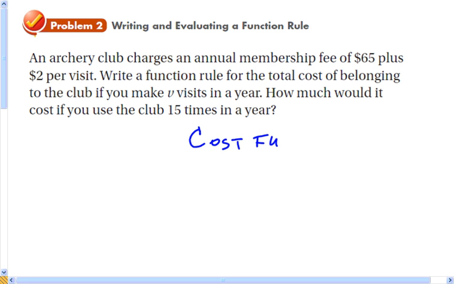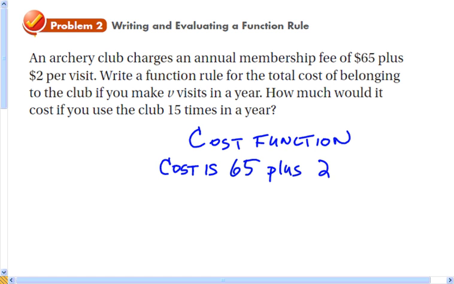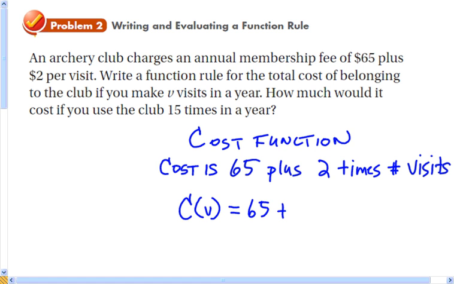So in this case, the cost of a membership is a function of the number of visits. So we can think of that as cost is 65 plus 2 times the number of visits. And we can represent that cost. Our cost function is a function of the number of visits. So C of V is equal to 65 plus 2 times V.